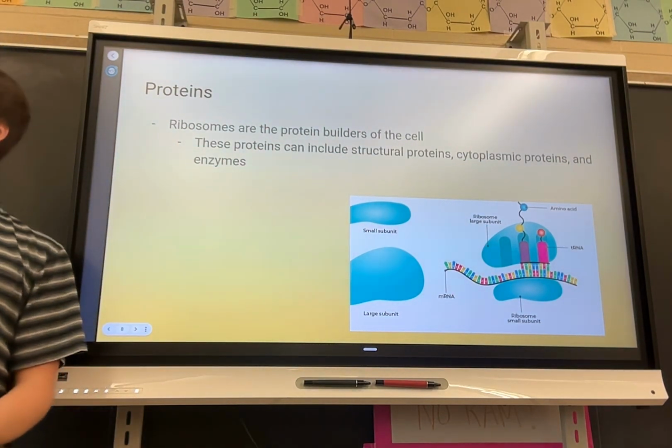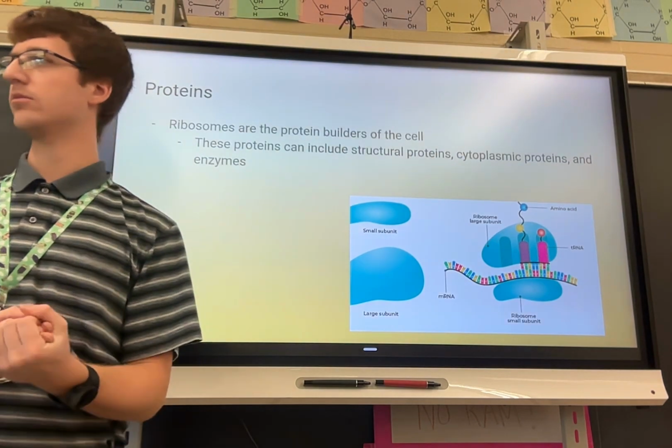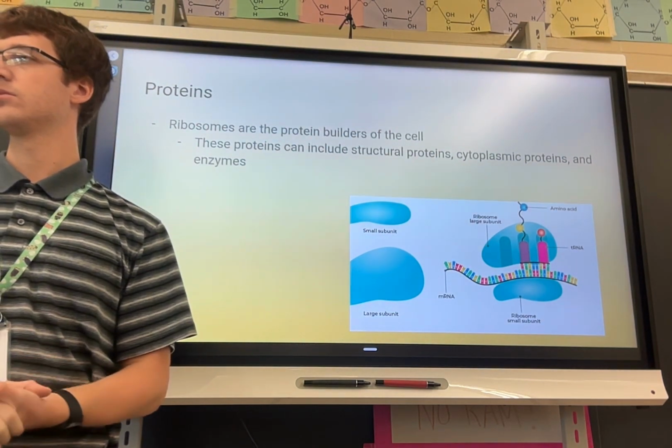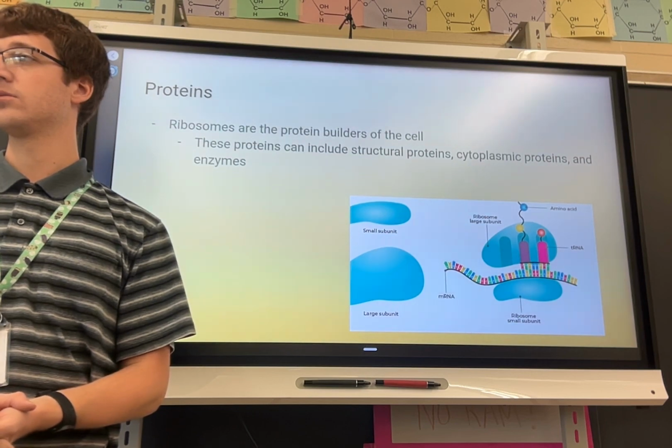Any other ideas? Liam? I don't know if this is important, but we covered it yesterday. Without these proteins, there would be a lack of enzymes, and then without the enzymes, there wouldn't be the lysosomes to clean up the cell.